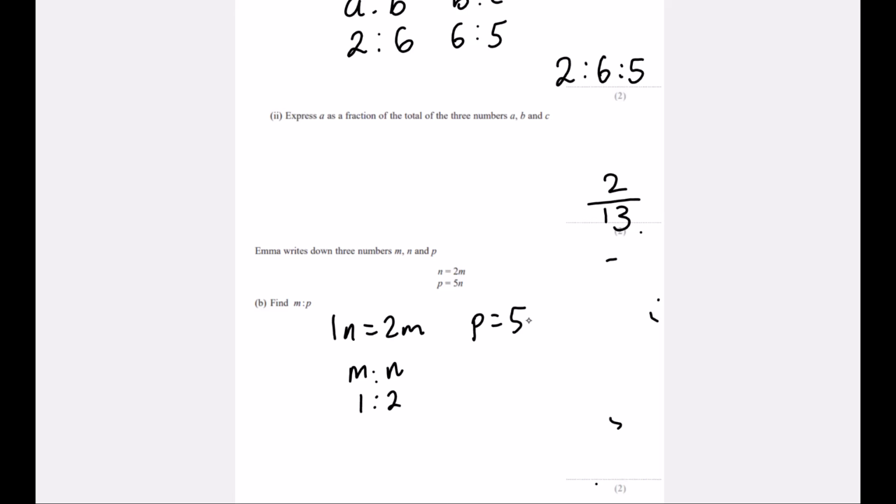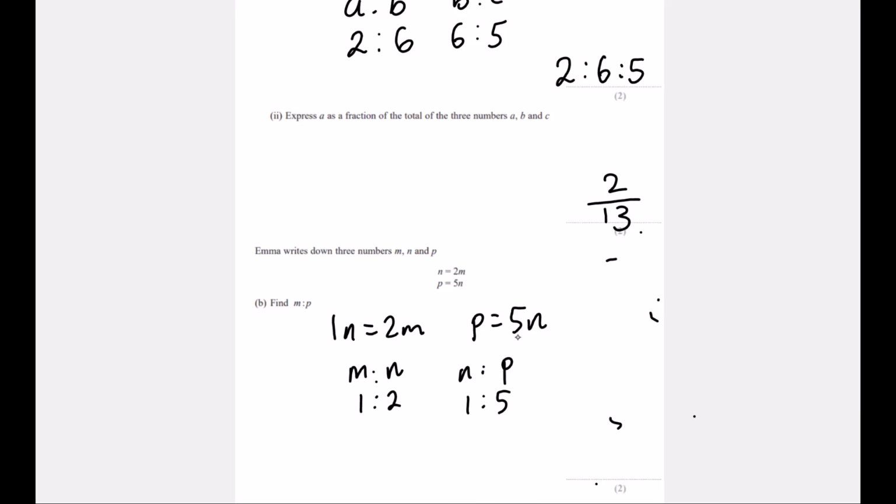P equals 5n. So if n is 1 this time, p would be 5. This time p is 5 times as much as n. So the ratio is 1 to 5. If n was 1, p would be 5. If n was 2, p would be 10. If n was 3, p would be 15. The ratio is 1 to 5.